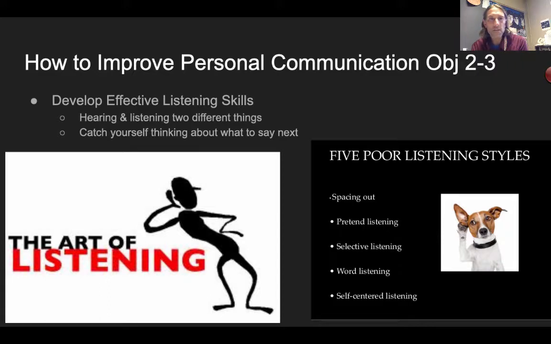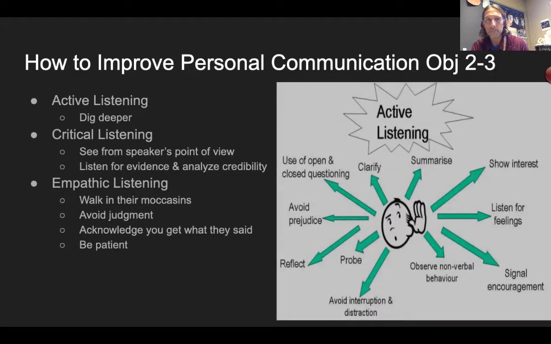For effective listening skills, keep in mind that hearing people and listening to people are two different things. You can hear what your parents say, but that doesn't mean you follow through and listen to what they say. So kind of keep that in mind. If you catch yourself thinking about what to say next, you're not doing a very good job of listening. And so I notice myself doing that a lot, and I have to stop thinking about what I want to say and tune back into the conversation and then purposefully ask follow-up questions to keep myself engaged in what the other person is saying.